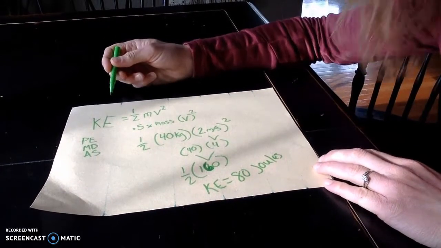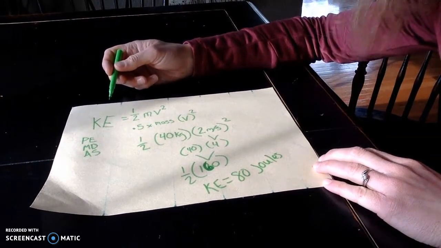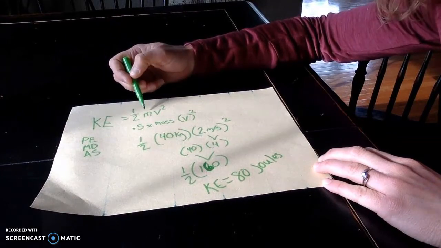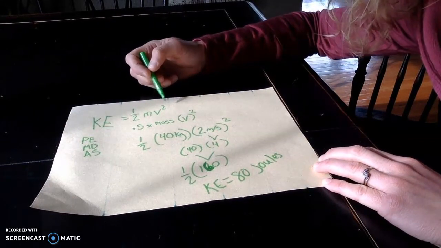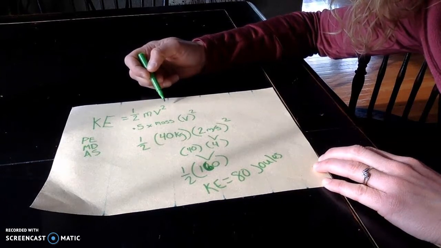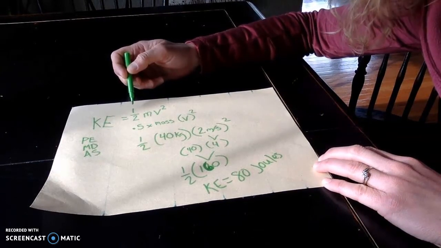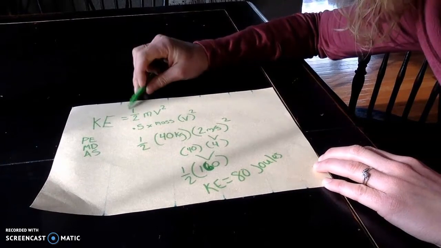So again, when you're using this KE equation, the kinetic energy equation, you want to remember that you're taking your mass times the velocity squared, and the only thing you're squaring is your velocity. And then you divide it all by 2, or multiply it by 0.5. All right, I hope that helps.